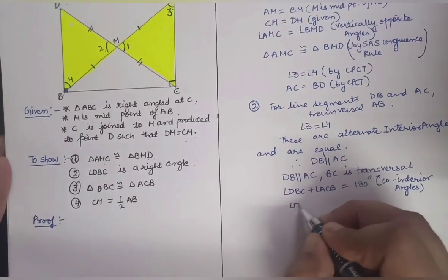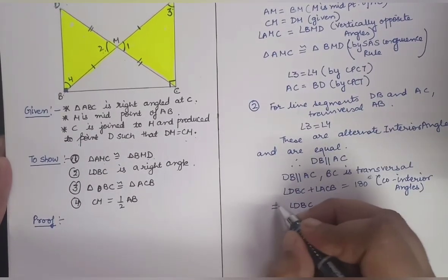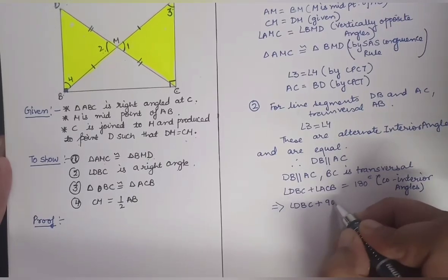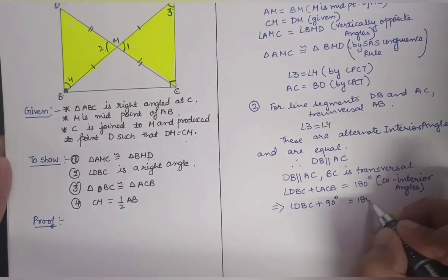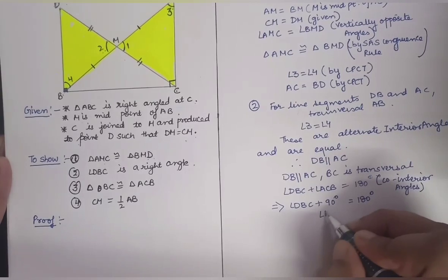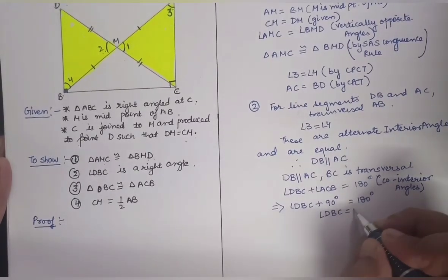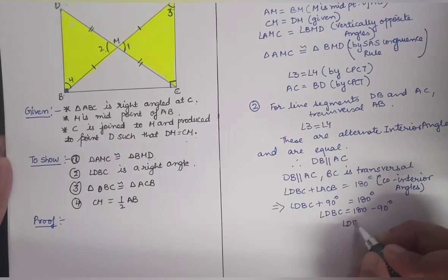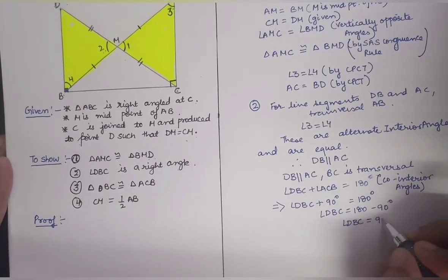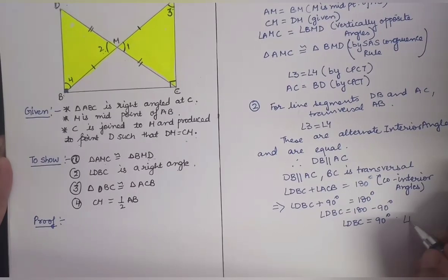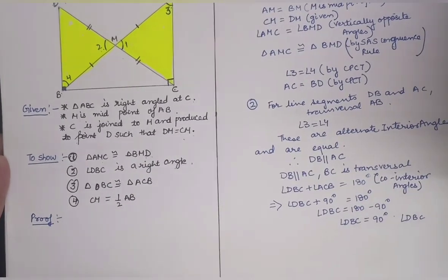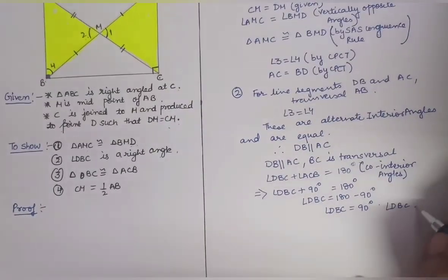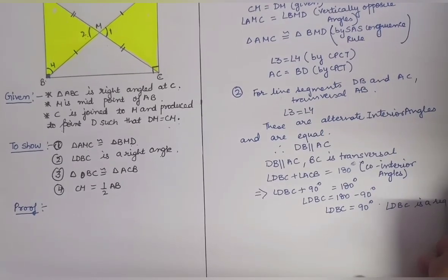So we can say angle DBC plus 90 degrees is equal to 180, since we know angle ACB is 90 degrees. So angle DBC is 180 minus 90, which is equal to 90 degrees. So we have proved the second part, which says to prove that angle DBC is a right angle. So we have DBC is a right angle.